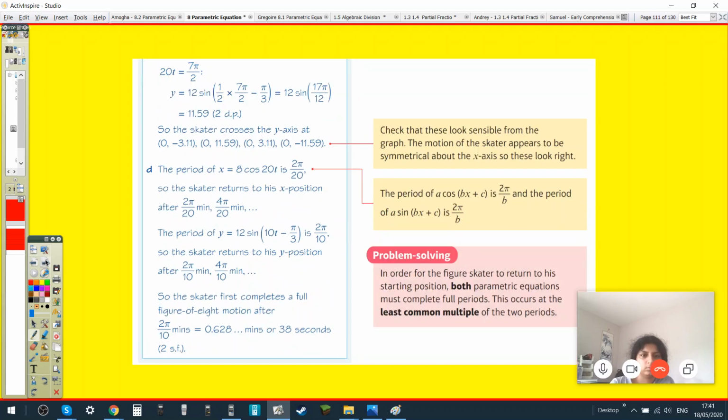Let us see the answers. 2 pi over 10. Why is that? Let's see. The period of this thing is 2 pi over 20. Yeah. So the skater returns to his x position after 2... Are we correct? Yeah.